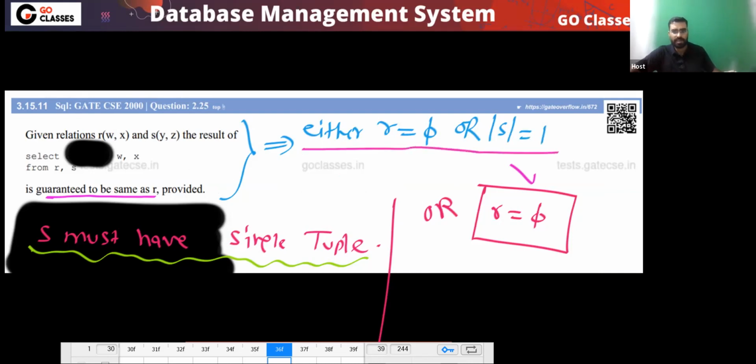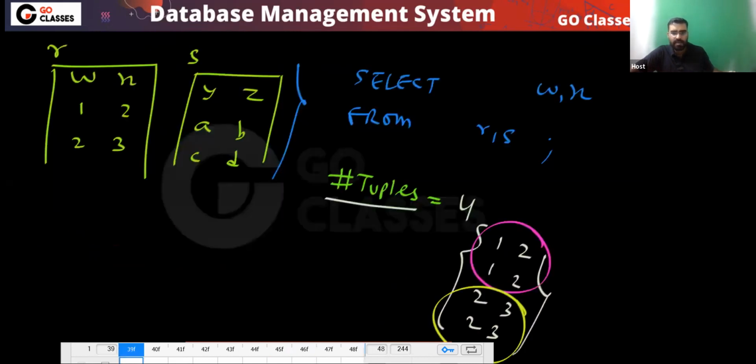S has only one tuple. See, if S has only one tuple and R has repetition, just think about it. Let's assume R has repetition, but S has only one tuple, then also they will be same. There is a guarantee that they will be same. So for this question, the answer will be this. Like this, you can do some variations. This is the complete analysis of this question.